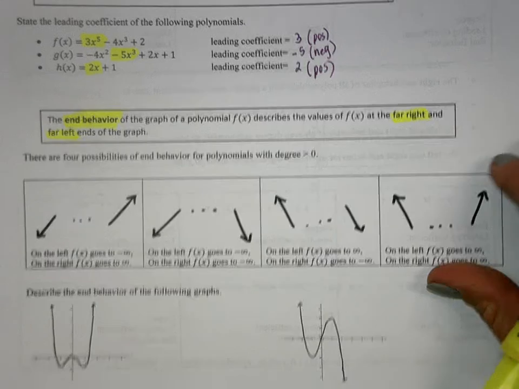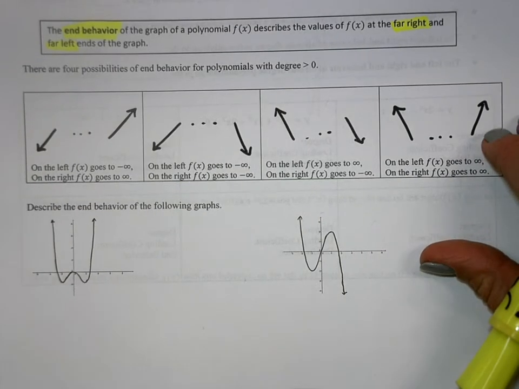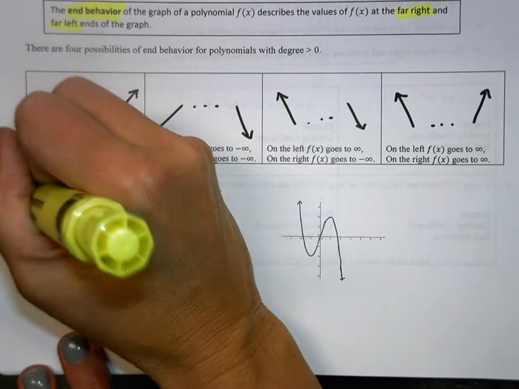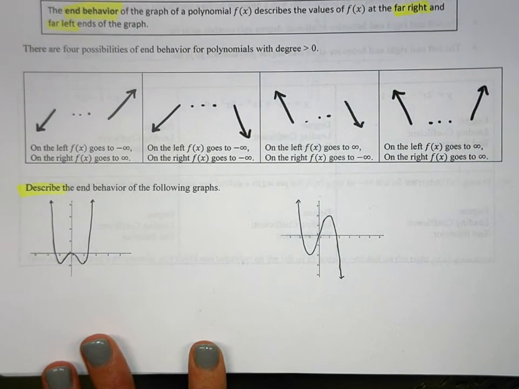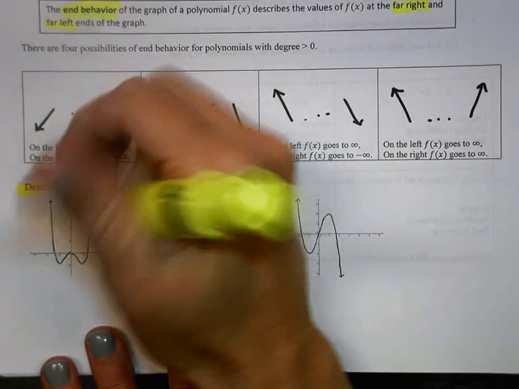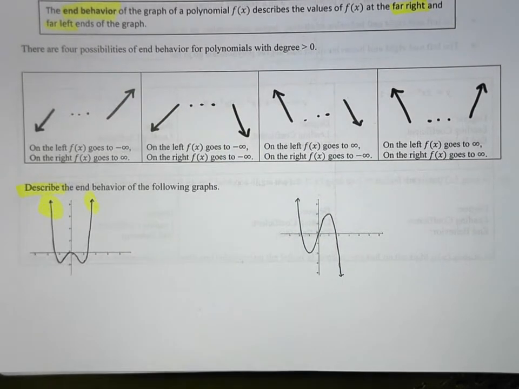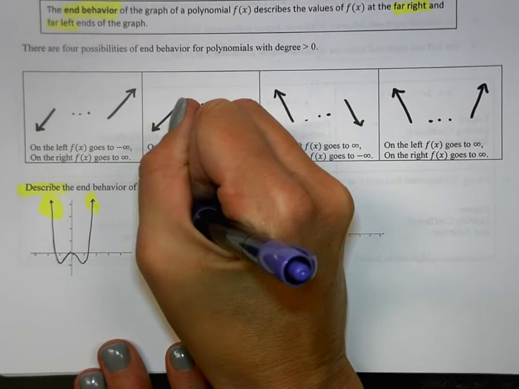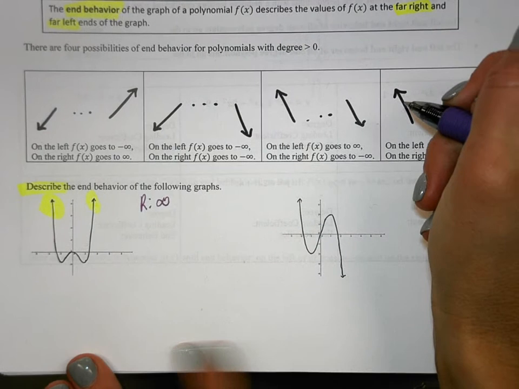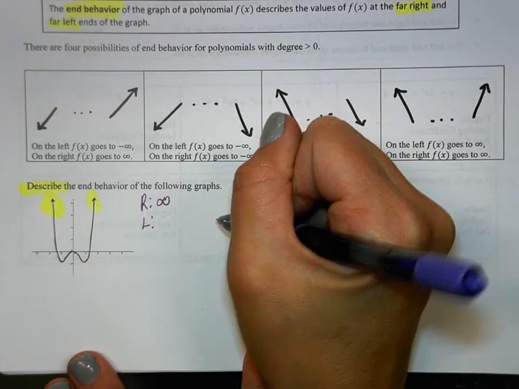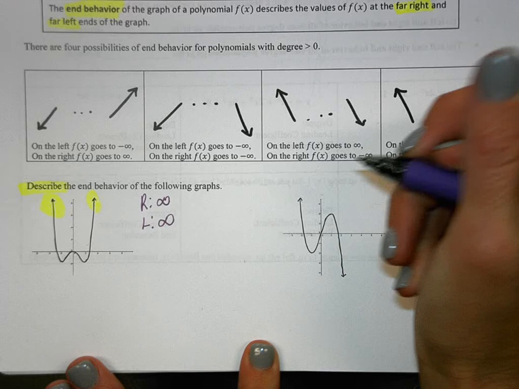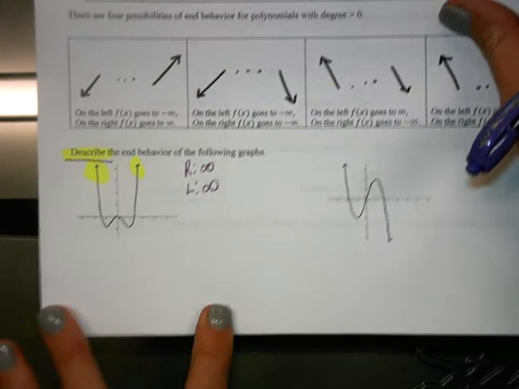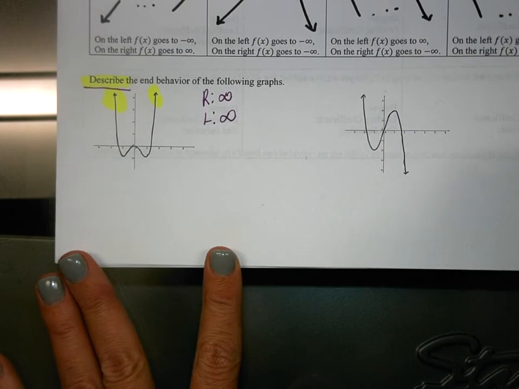This next part, all of this is going to come together. We're just talking about each piece. You're going to be okay. Describe the end behavior of the following graphs. So we are going to describe what's happening. The end behavior on the right and the left here, since the arrows are going up, the right end behavior is going to positive infinity, and the left end behavior is also going to positive infinity. When it says describe, that means they want you to write a sentence in words. So that's all we're going to do.